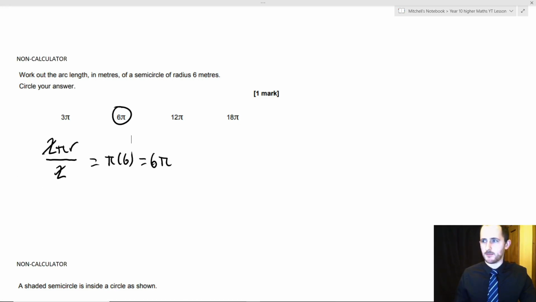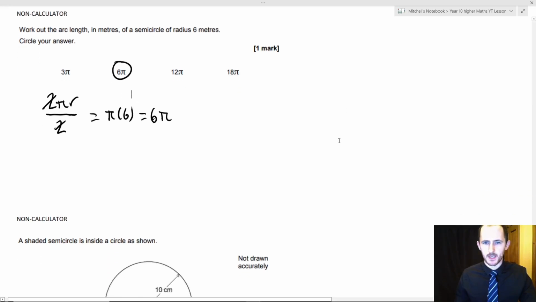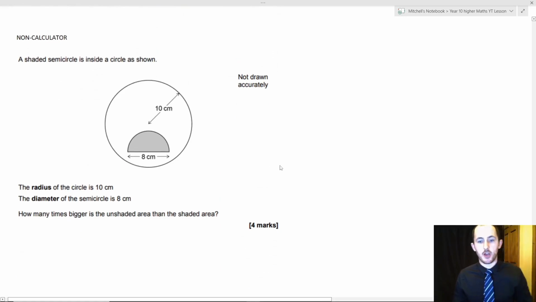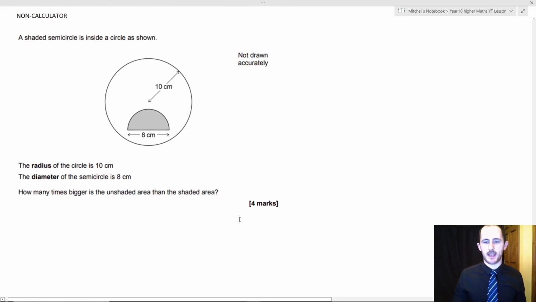We're making really good time, actually. There's a lot of questions we're getting through. And again, a non-calculator one. This is quite interesting to me, because they tend to make these calculator questions, but you know. And it looks a bit complicated, right? They've got a semicircle inside a circle. But it's not actually that bad, okay?